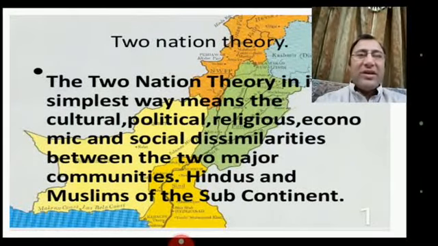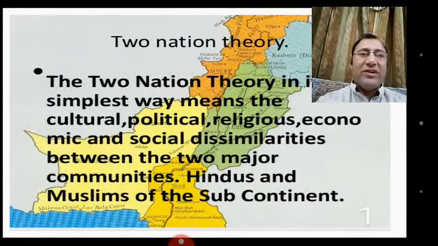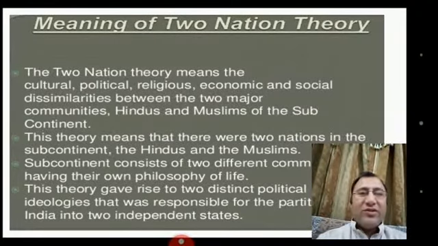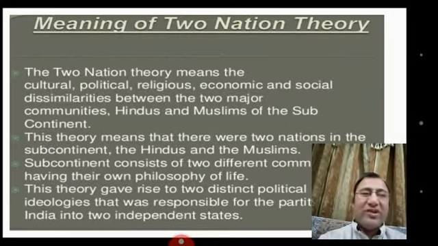We had discussed the two-nation theory, that two different nations, Hindus and Muslims, are living in the subcontinent, and they have dissimilarities culturally, politically, religiously, economically, and socially. We also discussed that these two communities have their own philosophy of life, and that their political ideologies are different. That's why two independent states emerged on the world map.